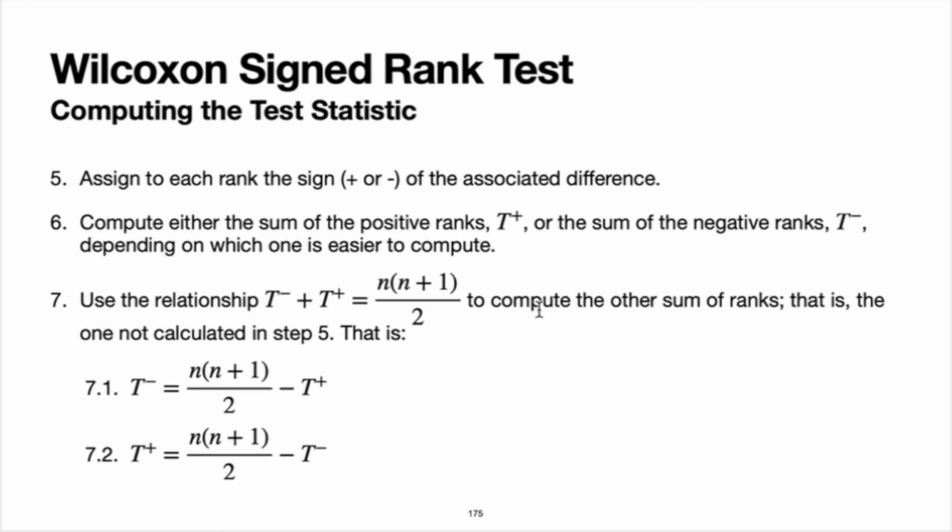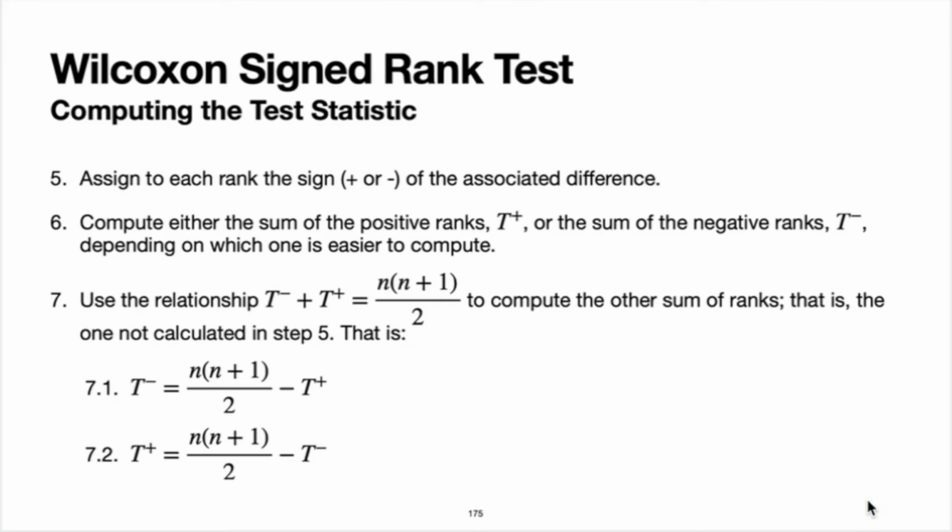Now, it turns out that we only need to calculate one of these, T plus or T minus, because their sum is always going to be equal to the value n times n plus 1 over 2, where n is the sample size. And so once we calculate one of either T minus or T plus, we can get the other by subtraction. So if it's easier to calculate T plus in a given situation, then once we have that, we can subtract that from n times n plus 1 over 2 and get T minus. Or vice versa. If it's easier in a situation to get T minus, we can subtract that from n times n plus 1 over 2 to get T plus.